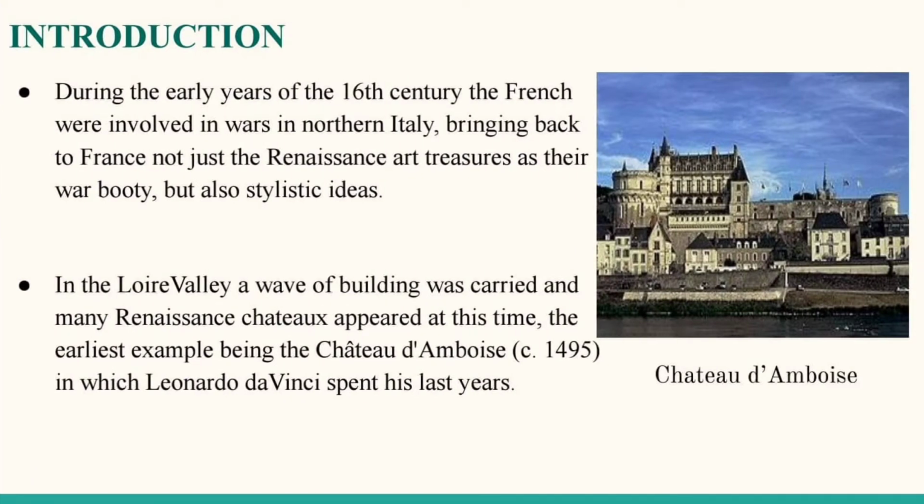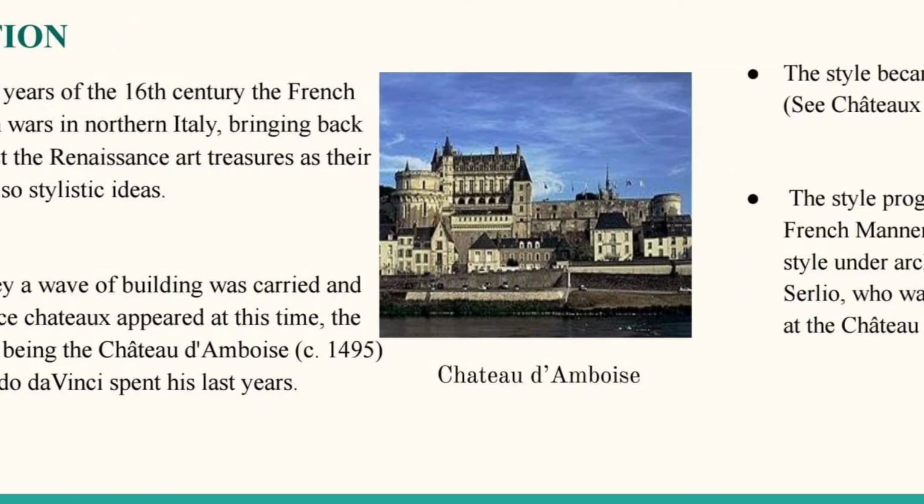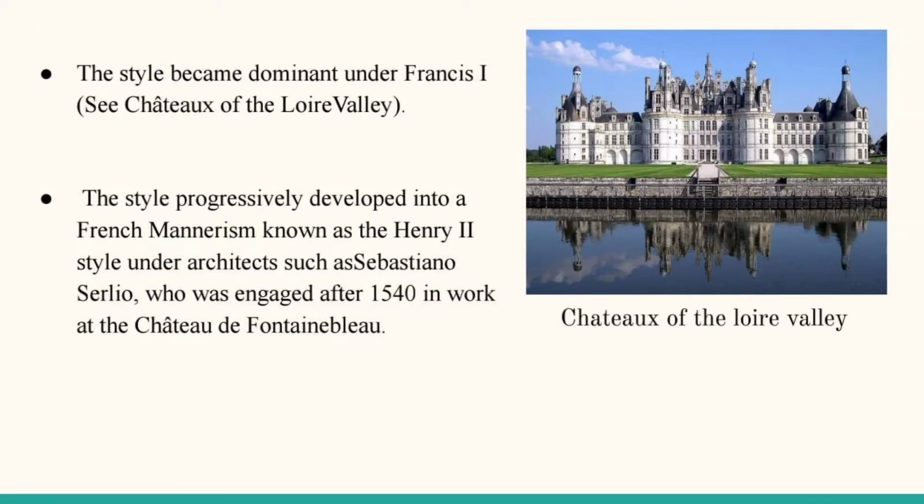French Renaissance architecture is a style which was prominent between the late 15th and early 17th century in the Kingdom of France. The style was originally imported from Italy after the Hundred Years' War by the French king. Several notable royal residences in the style were built in the Loire Valley, notably the Chateau d'Amboise, which was a style that became dominant under Francis I.